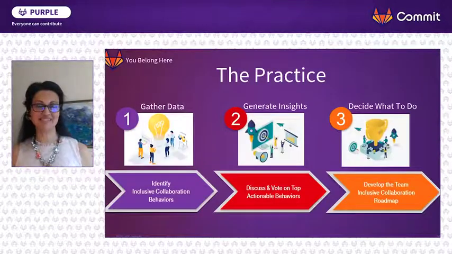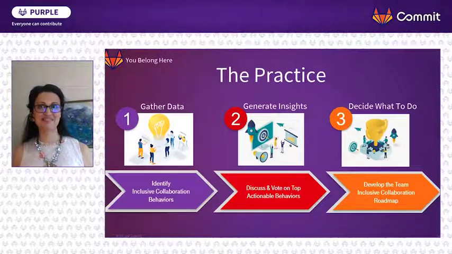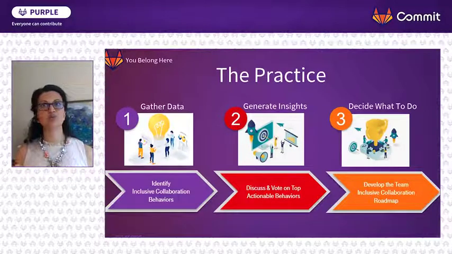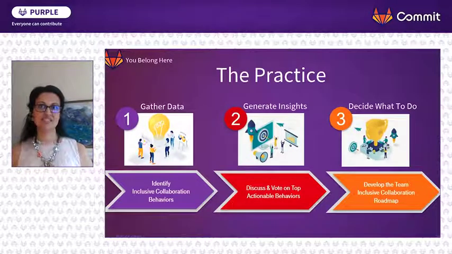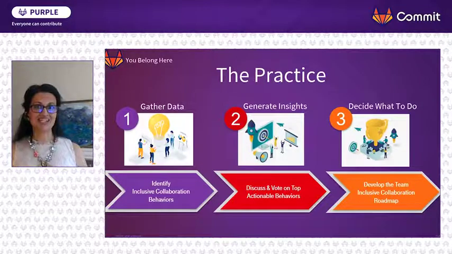The objective of this game is to identify what it means for a team to be inclusive and develop a team personal roadmap to improve on their inclusive objectives. The activity is composed of 3 steps: gather data, generate insights, and decide what to do.